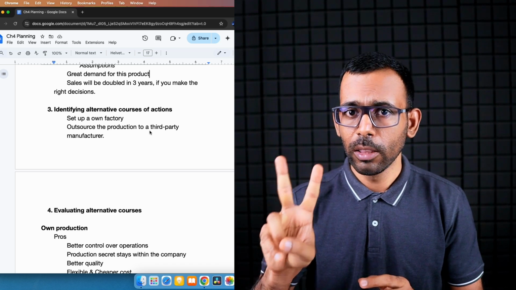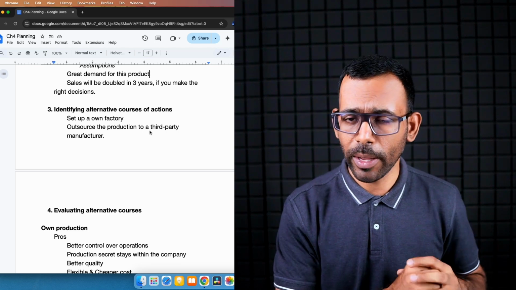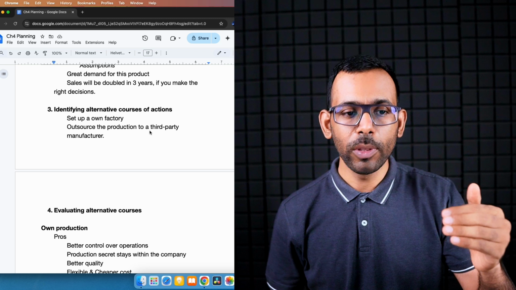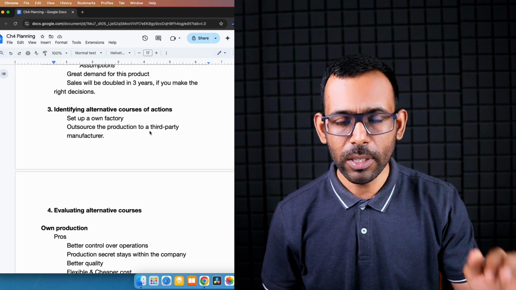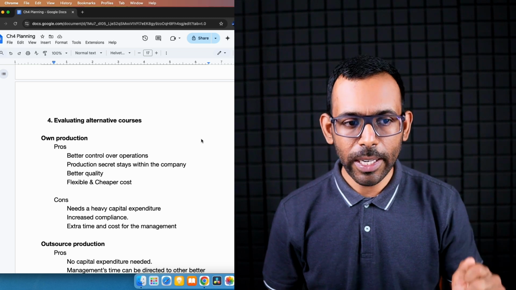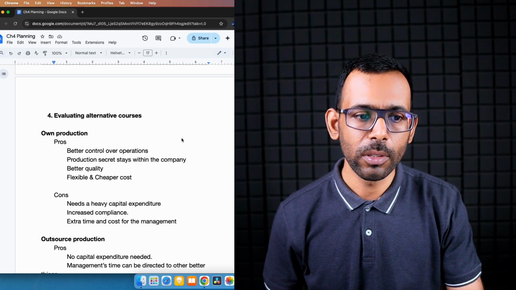So these are the two options that we have. Set up our own factory, do the production all by ourselves, or just simply outsource it to a third party. Now these are the two alternative options. We are done with step 3. Step number 4, how do we decide? We decide based on evaluating both these alternative options.